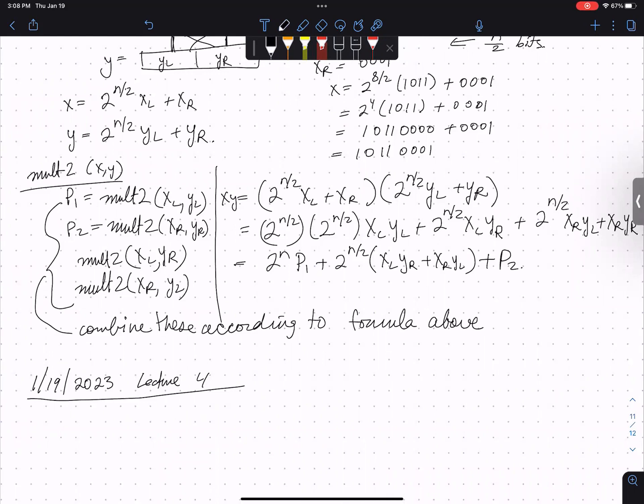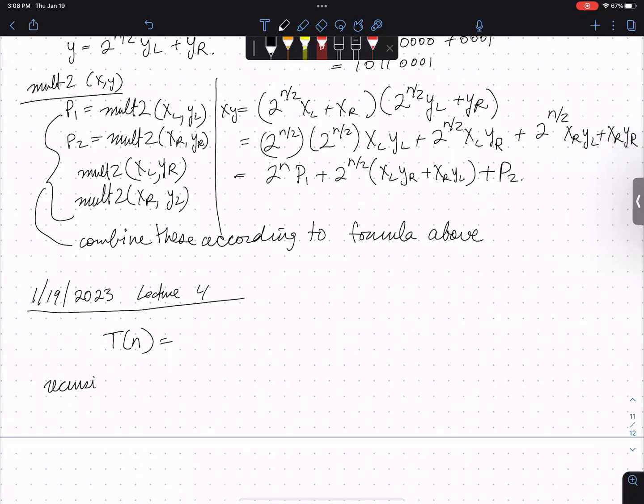Okay, so what is the running time of this? This is a recursive algorithm. We're going to write down what's called a recursion relation. It's going to look like this. We're going to say, all right, there's some non-recursive work that this function does and some recursive calls that it makes. So let's start with the recursive calls. How many recursive calls does it do? 1, 2, 3, 4. So we have 4 times the time taken by that recursive call. Now, T of n is the time taken by a call on input of n bits.